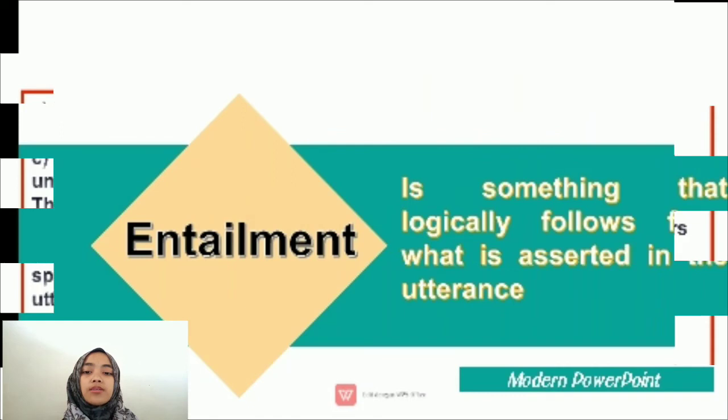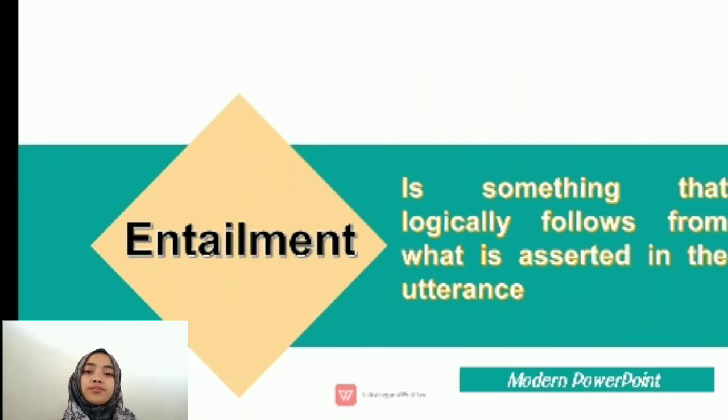Well, next is about entailment. Entailment is something that logically follows from what is asserted in the utterance. The difference between presupposition and entailment: presupposition is always used in our oral communication, while entailment is in our written.